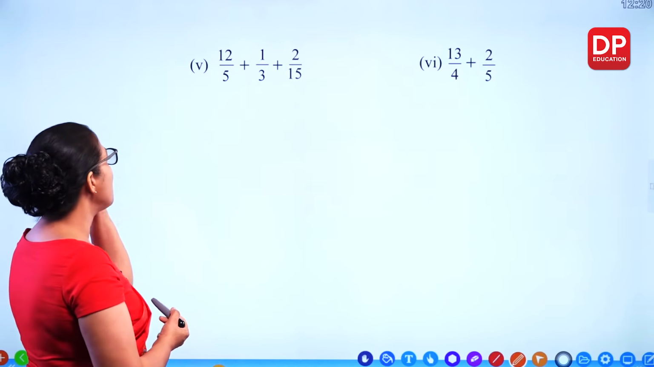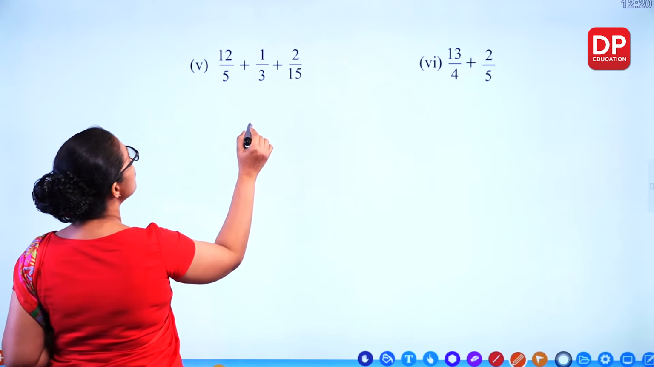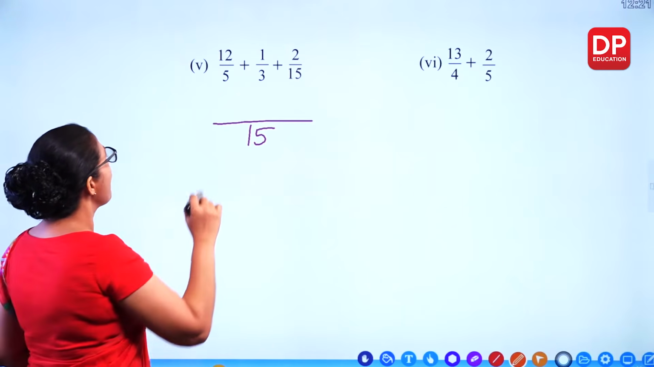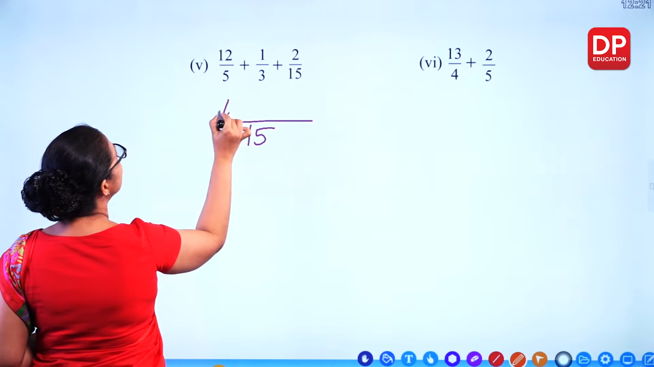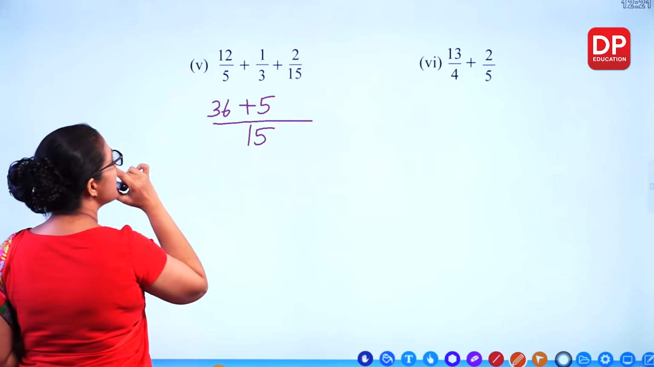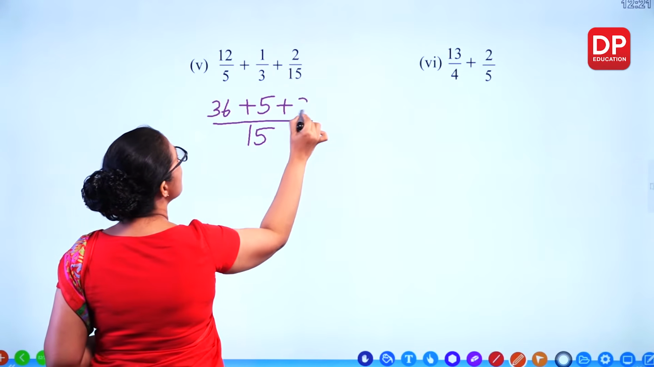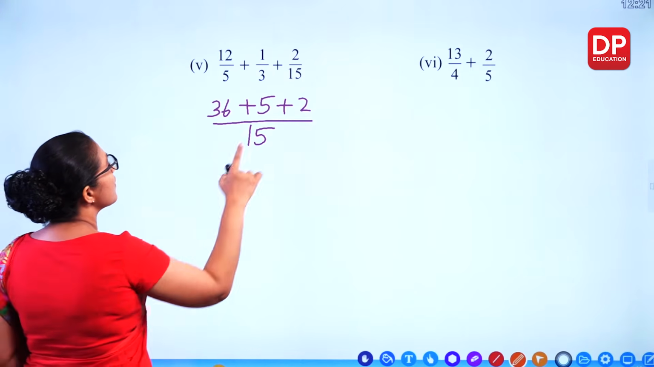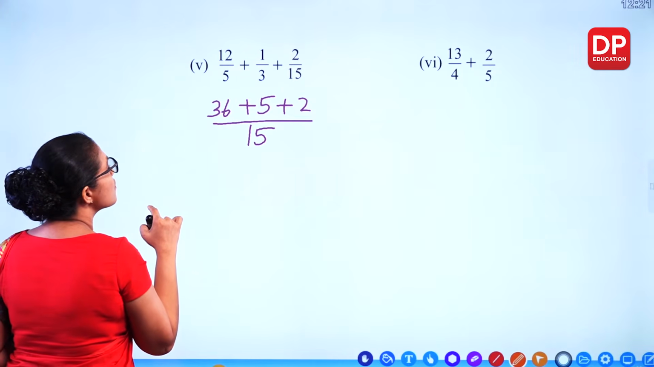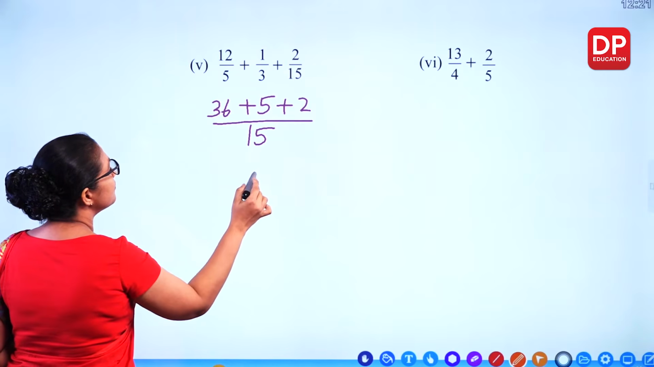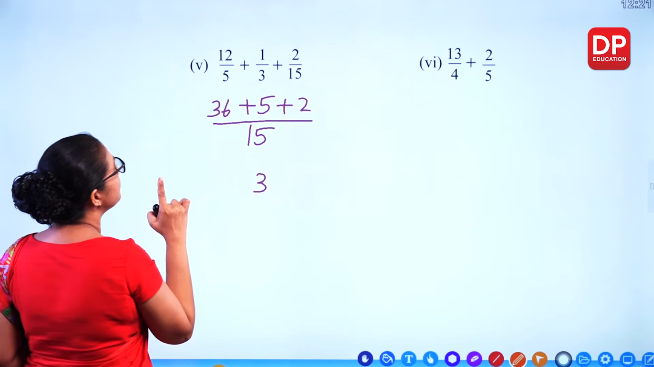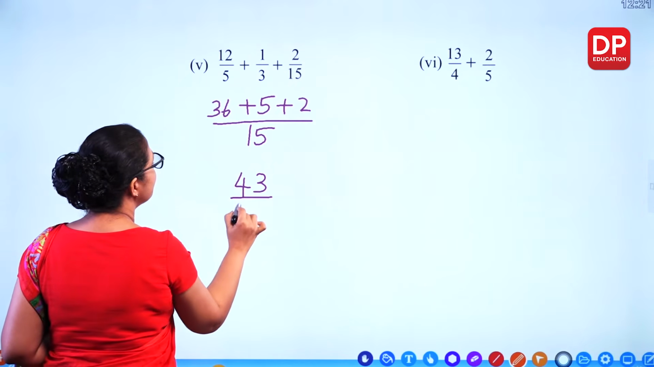Addition of these 3 fractions. So you can convert to 15. That's the common denominator. Multiply this by 3, 36. Multiply this by 5, you get 5 here. And 2 you can write as it is. So 7. 7 plus 36. So 7 plus 6, 13 and 1 remaining. So 43.